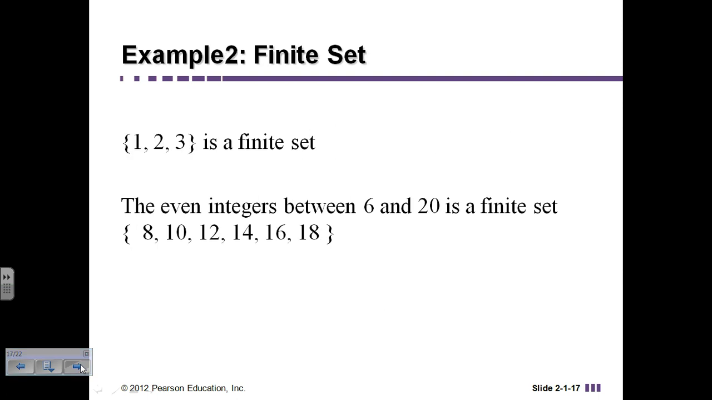A finite set would be, for example, the set 1, 2, 3. It has 3 elements. There's no dot, dot, dot in there, so we're only talking about those 3 elements. Another example would be the even integers between 6 and 20. Because I've specified a range of numbers between 6 and 20, it becomes a finite set. In this case, the cardinality of that set is 6.